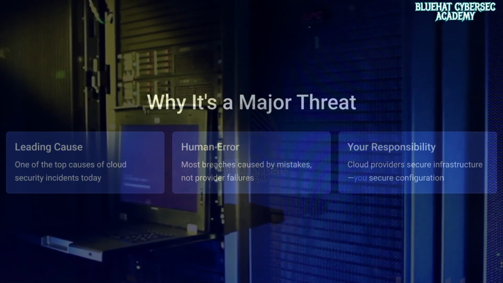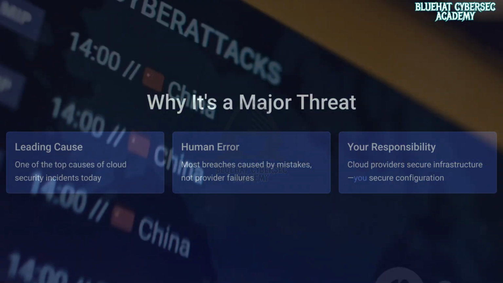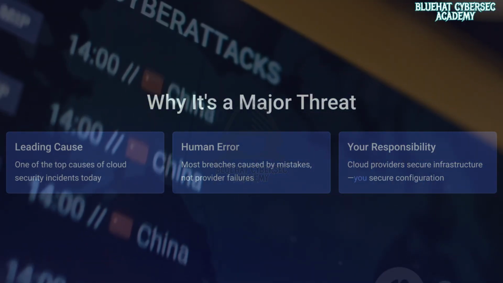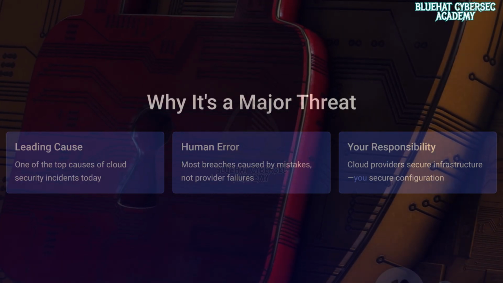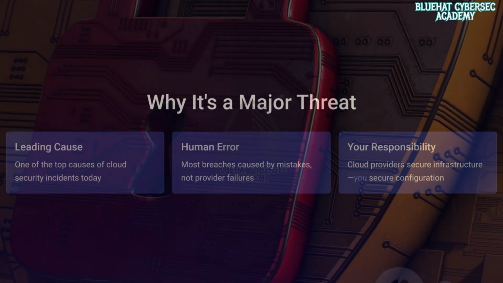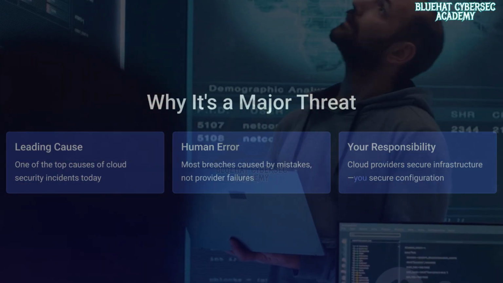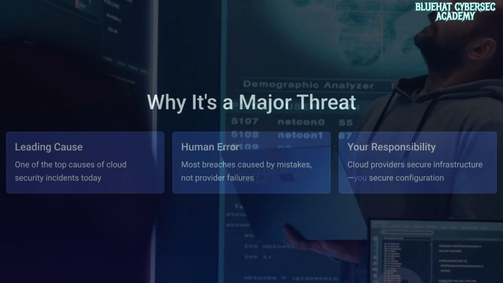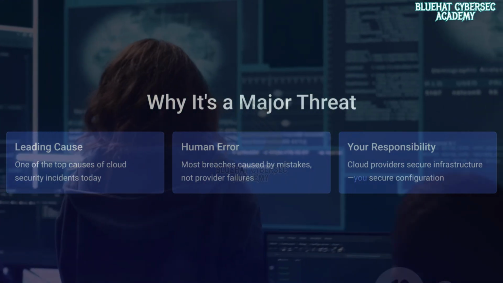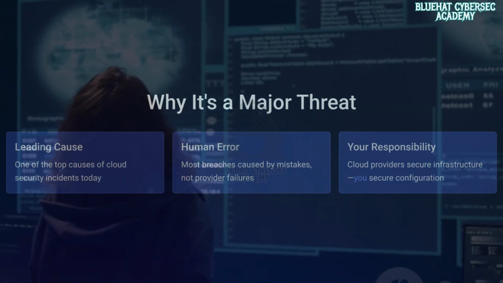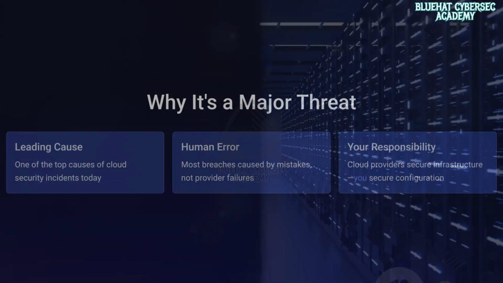Why is cloud misconfiguration a major threat? Cloud misconfiguration isn't rare. In fact, it's one of the leading causes of cloud security incidents today. A significant portion of breaches happen not because of sophisticated attacks, but because something was simply left open. Most of these errors are caused by human mistakes, not failures from cloud providers. And here's the critical takeaway. Cloud providers secure the infrastructure, but you are responsible for securing how it's configured. That distinction is where many organizations go wrong.